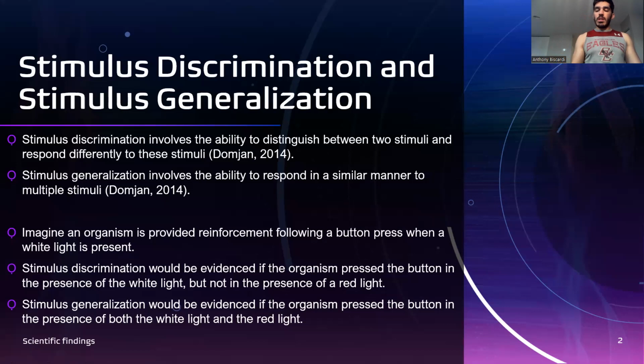Stimulus discrimination would be if the organism pressed the button in the presence of the white light, but not in the presence of a red light. However, stimulus generalization would be if the organism pressed the button in the presence of the white light and in the red light. Therefore, they exhibited the same response for multiple different stimuli.